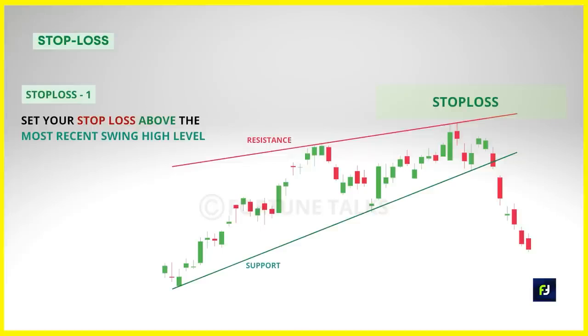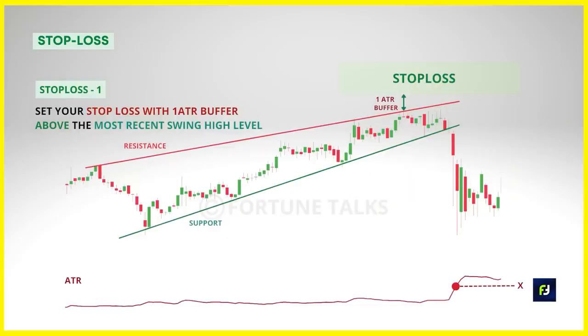There are still chances of long wicks which can take out your stop loss and then move in the desired direction. So to be extra safe, you have to give your trades more breathing space by setting your stop loss some distance away from the market structure using an indicator like ATR. So you have to set your stop loss 1 ATR above the most recent swing high level.